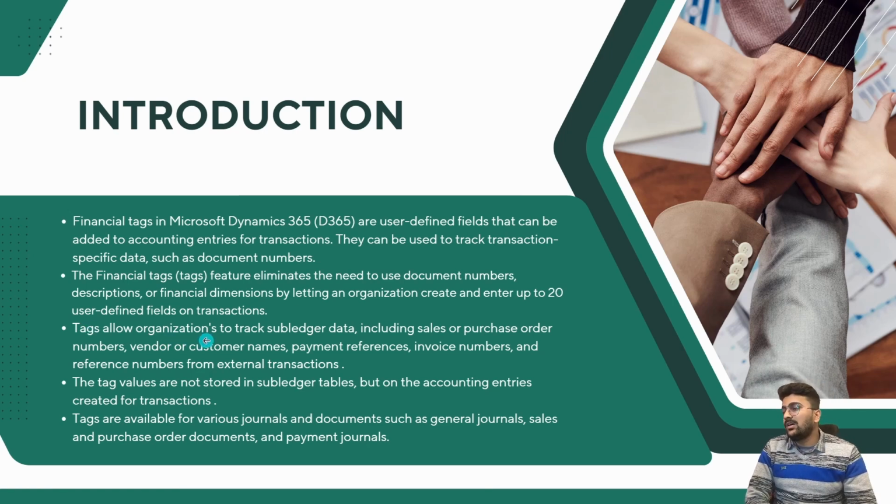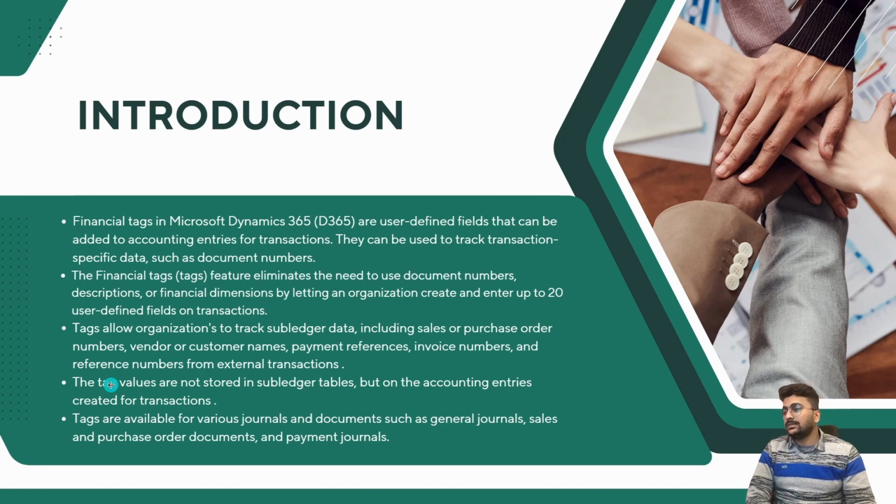Financial tag allows organizations to track sub-ledger data including sales or purchase order number, vendor or customer name, payment reference, invoice, and reference number from external transactions. It means you can either tag a free text field, or you can define your custom list of financial tags, and you can use user-defined data, meaning existing master data, in the financial tag. I will be showing you in this video.